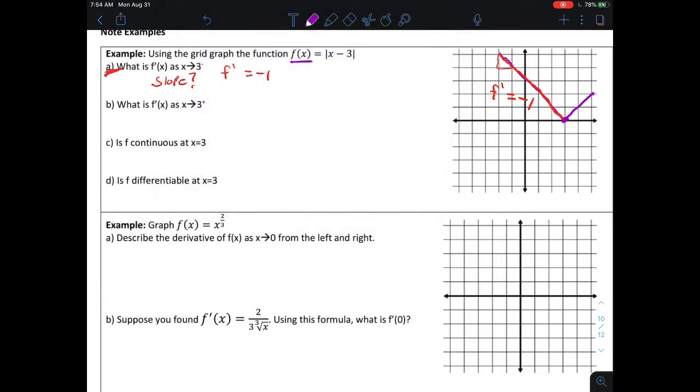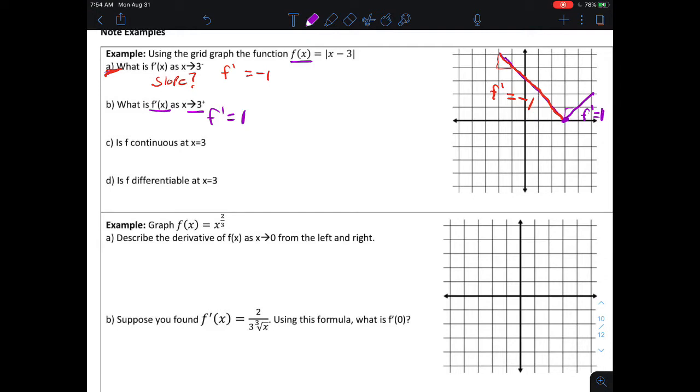Now it wants me to do the same thing and say, well, what's the slope as I come at 3 from the right? Well, up 1, right 1, that means it has a slope equal to +1. So f prime is equal to +1.